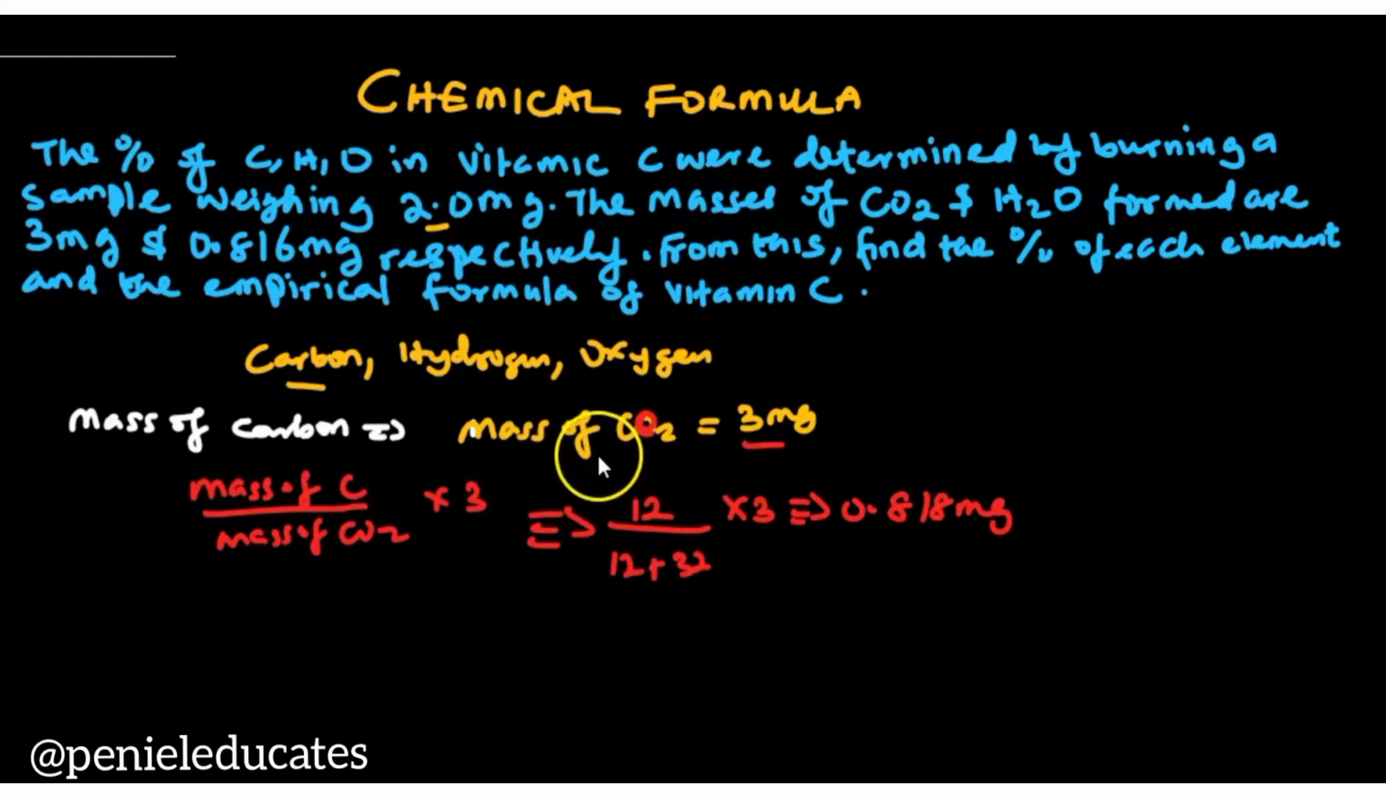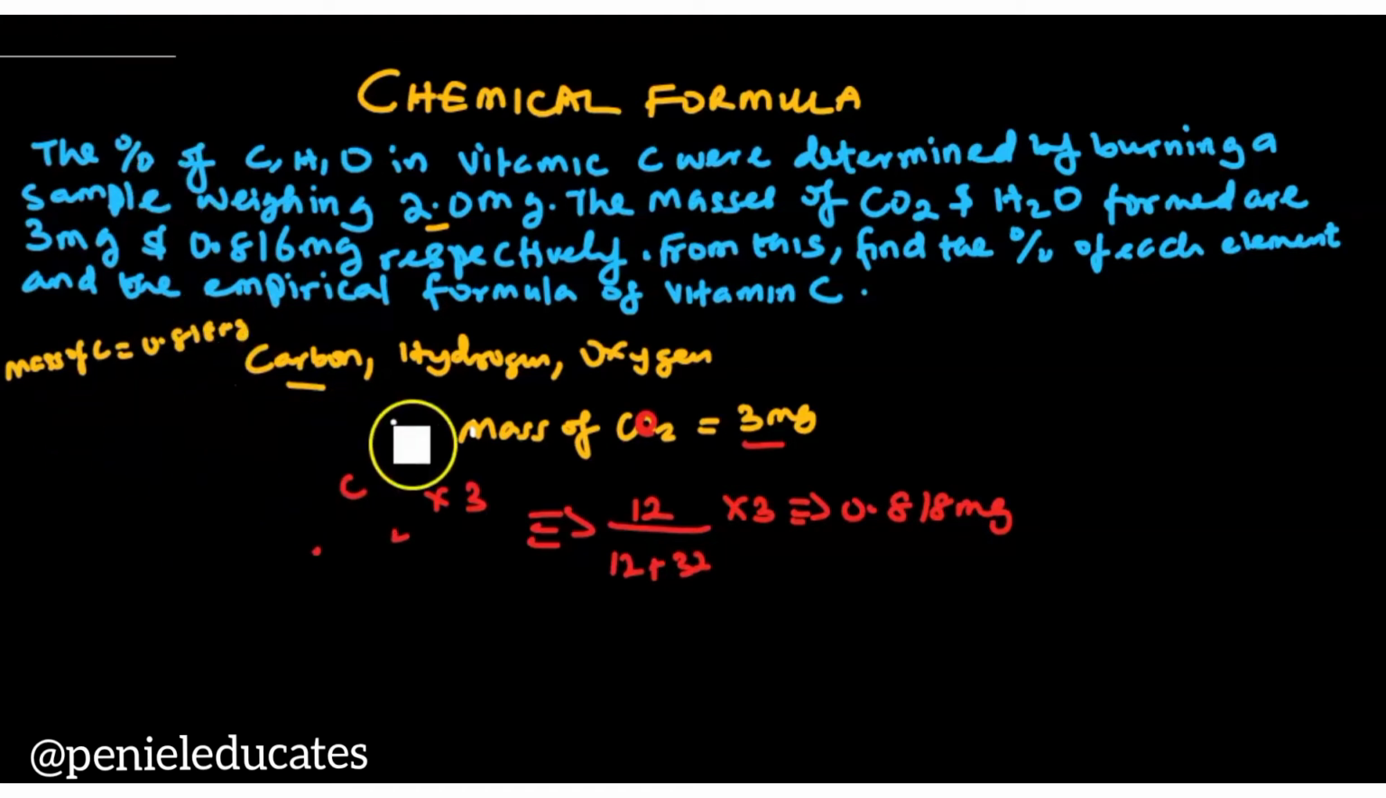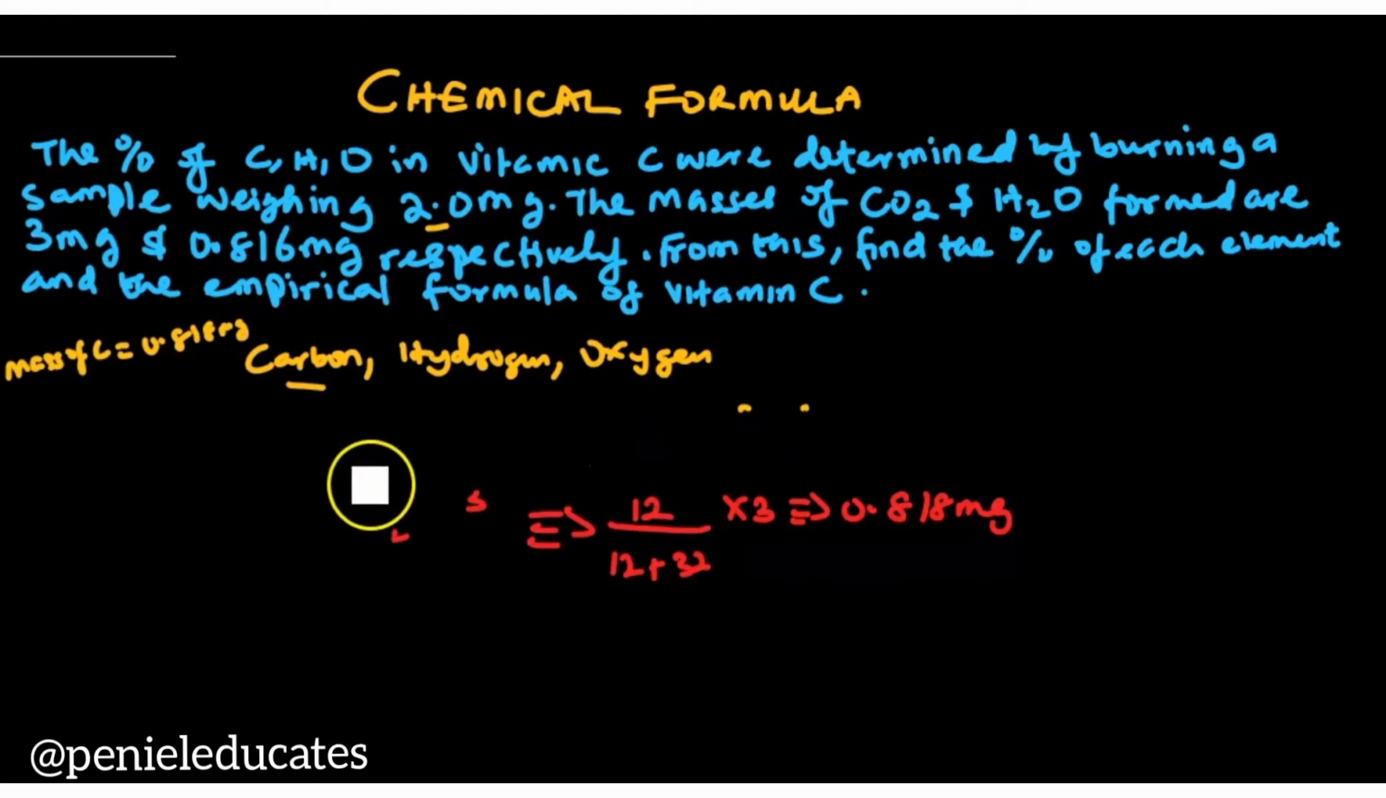Now we know this. Let me just put it somewhere here. The mass of carbon, which I've calculated, is 0.818 milligram. So now let me quickly look at the mass of hydrogen.